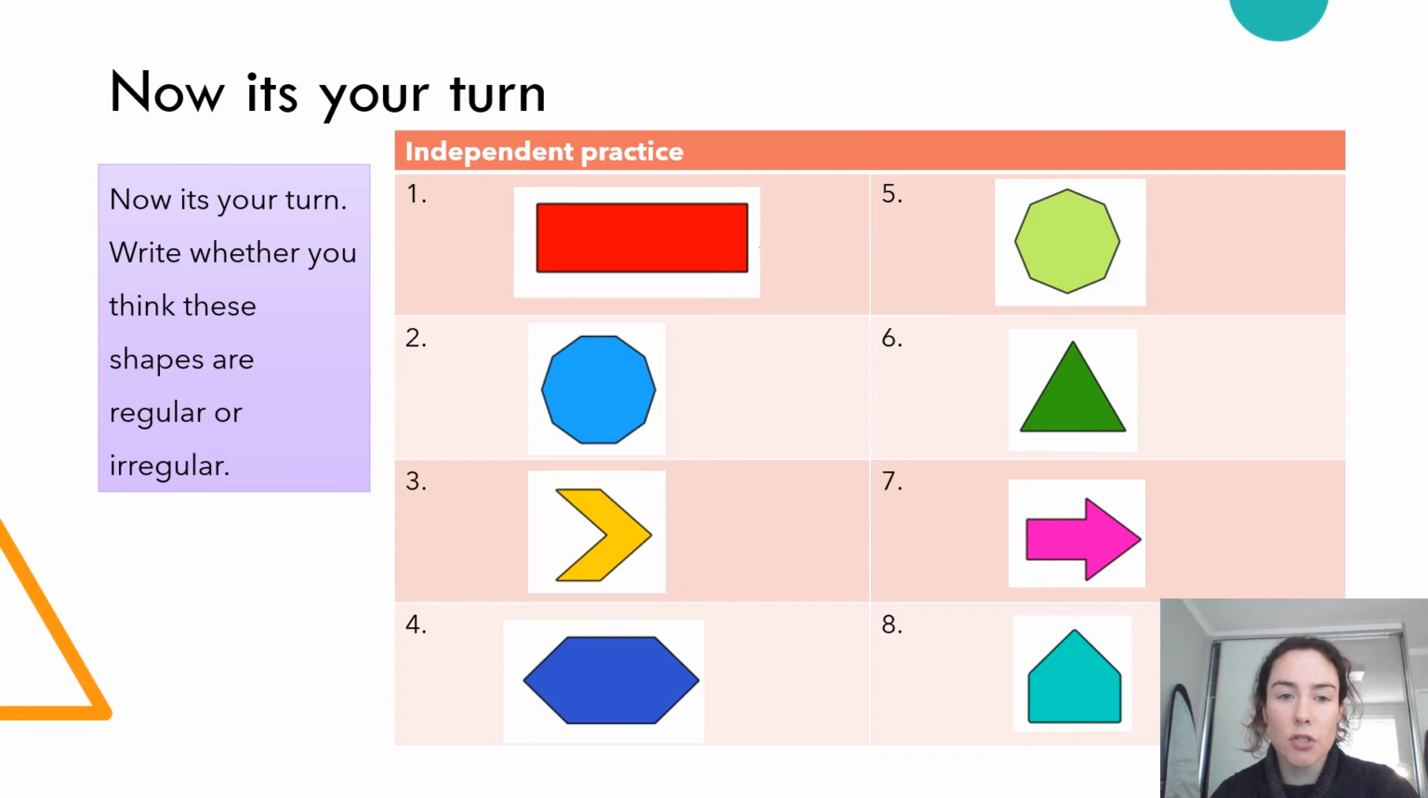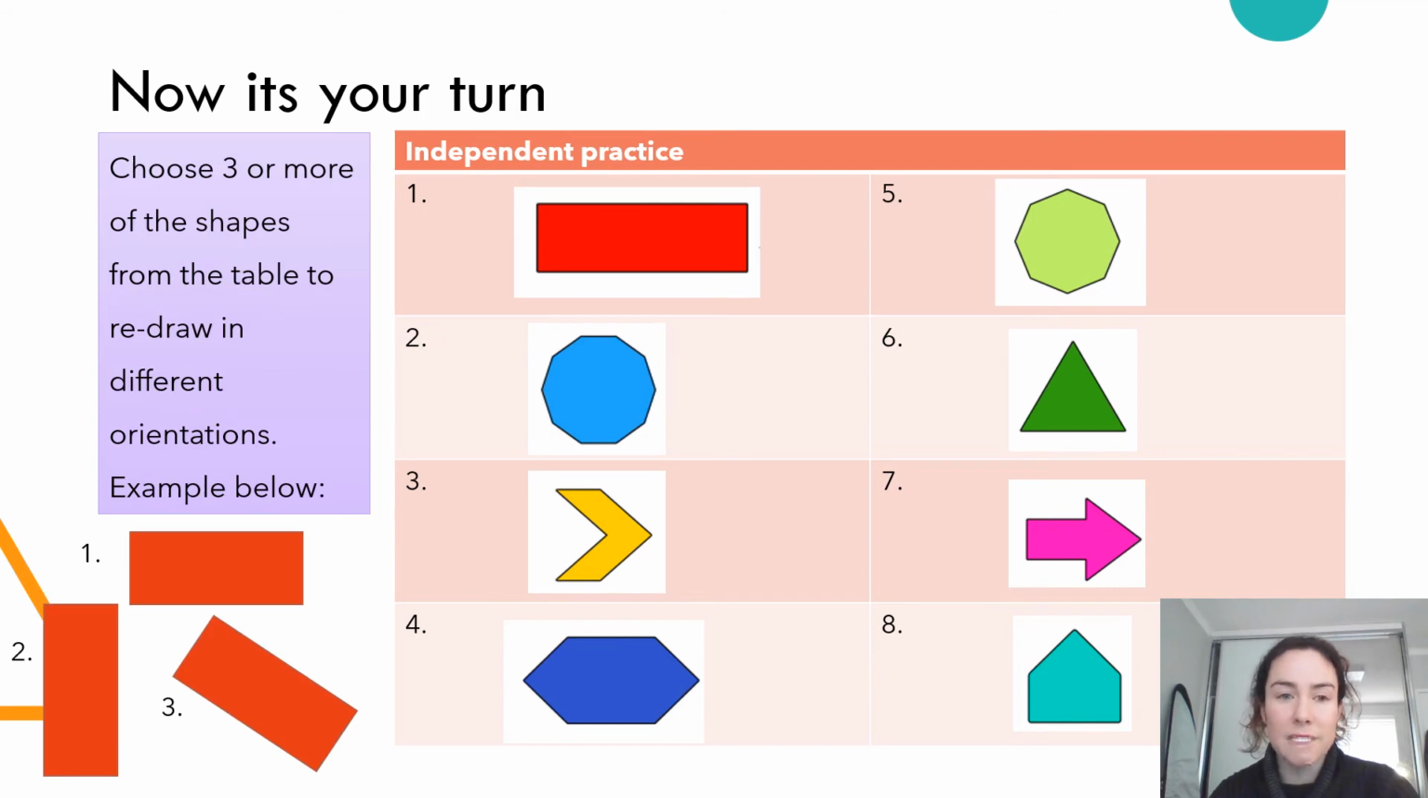All right, now it's your turn, so I want you to write down whether you think these shapes are regular or irregular, thinking about whether their sides are the same size or not, and thinking about what the shapes are. So you can write down the numbers 1 to 8 and then write the word regular or irregular next to them.